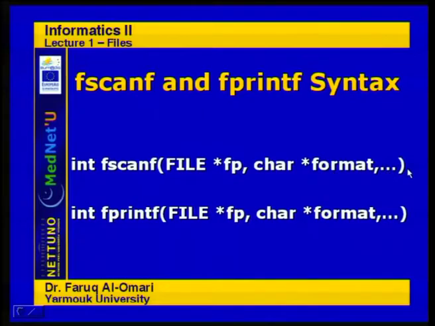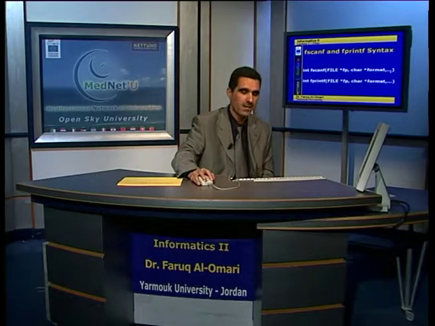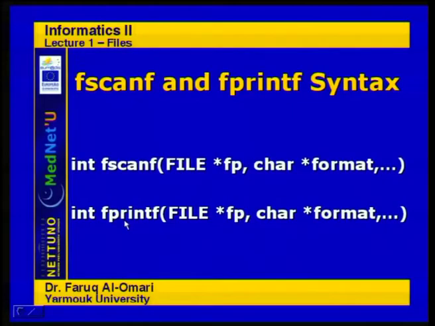Plus other parameters which are extra, and we can elaborate on them later on. And you can refer, of course, to the website to see more details about this. For fprintf, and that's to write to the file, you write to the file pointed to by the pointer fp, and then this is the character you're trying to put.